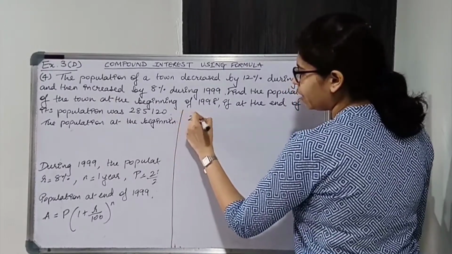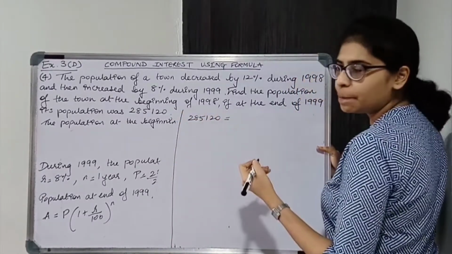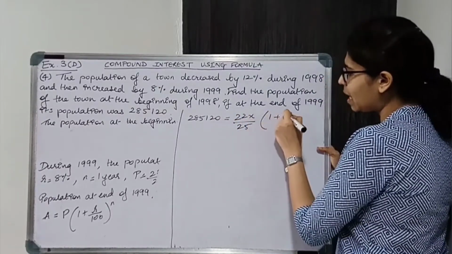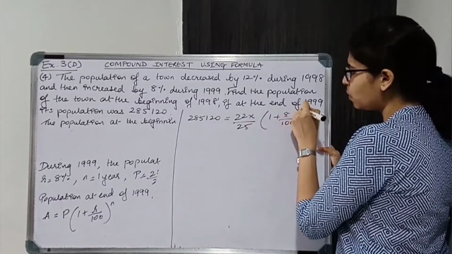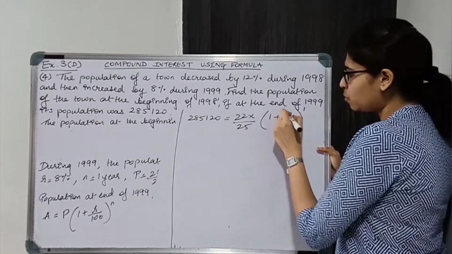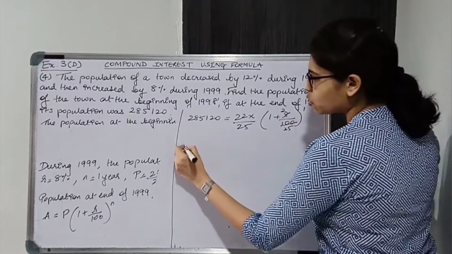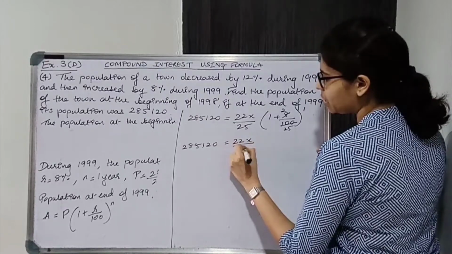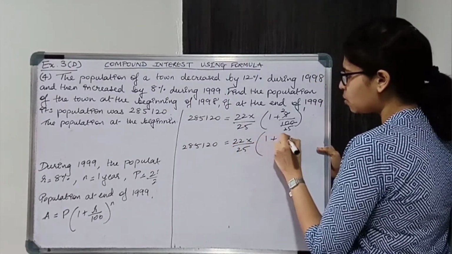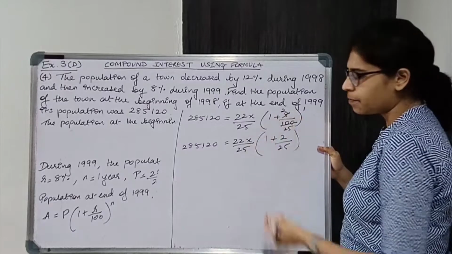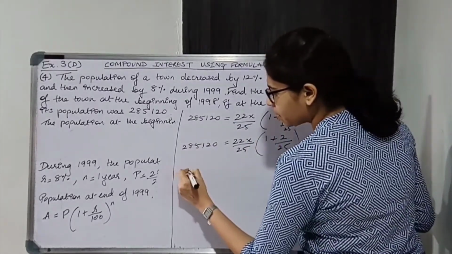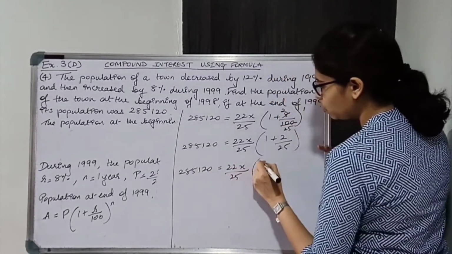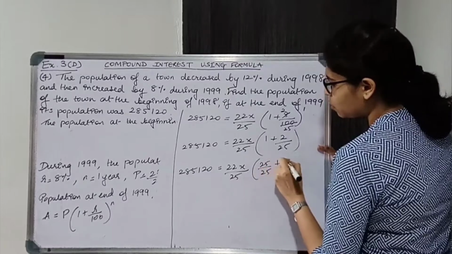Okay, so substituting the values, A is 285120 is equal to P is 22x upon 25 into 1 plus R is 8 upon 100 raised to 1. Okay, 4 2s are 8, 4 25s are 100. So we get 285120 is equal to 22x upon 25 into 1 plus 2 upon 25 raised to 1. You don't need to write that. Let us take LCM and solve the bracket. So 285,120 is equal to 22x upon 25 into 25 upon 25 plus 2 upon 25.